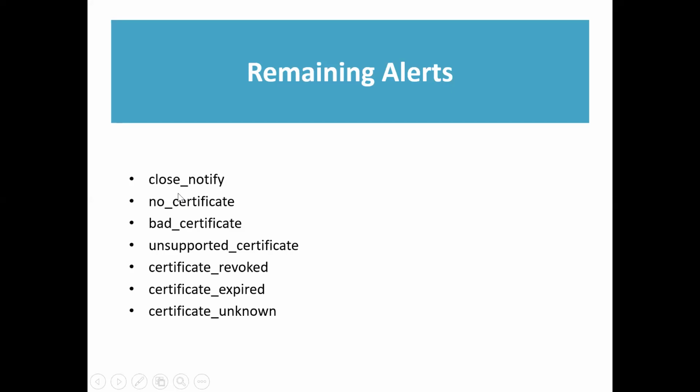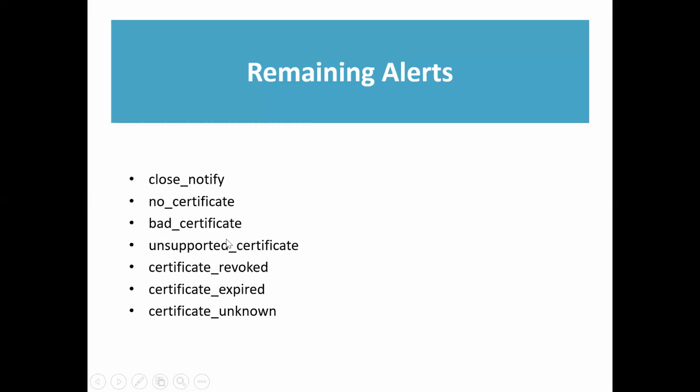Next one is no certificate. Suppose a certificate is missing in the message, if there is no certificate in the message, at that time it's going to send the alert message no certificate. Then bad certificate. Whenever the received certificate is corrupted, at that time it's going to issue the alert message bad certificate. Then the connection is going to be terminated.